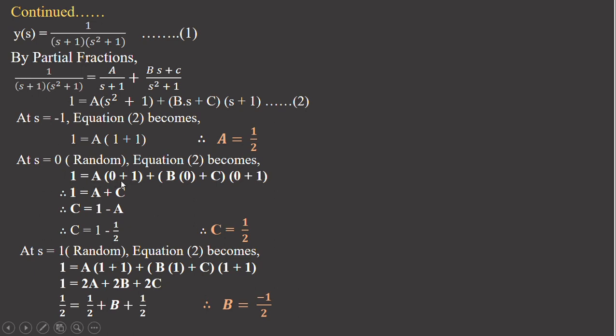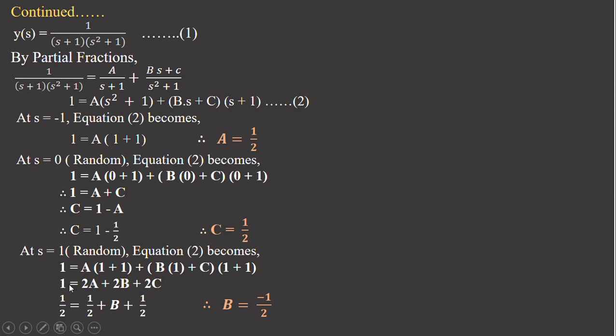So A into 1, that is A. The term is 0, B into 0. So the bracket is just C. C into 1, that is C. Simplified for C, the value of A is already known. Okay. So C is equal to 1 minus A. Hence the value of C is 1 by 2.